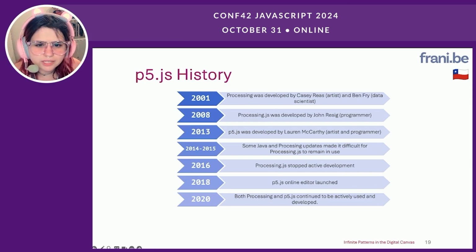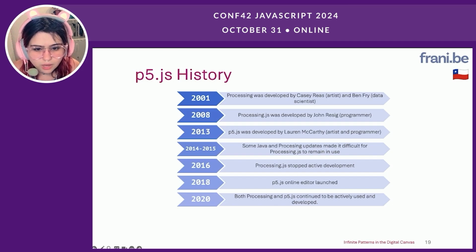In 2008, Processing.js was developed by John Resig, a programmer known for his work on jQuery. This was a JavaScript port of Processing, allowing Processing code to run natively in web browsers without the need for Java plugins. Processing.js made it easier to integrate Processing sketches into web pages and brought the capabilities of Processing to a broader audience.